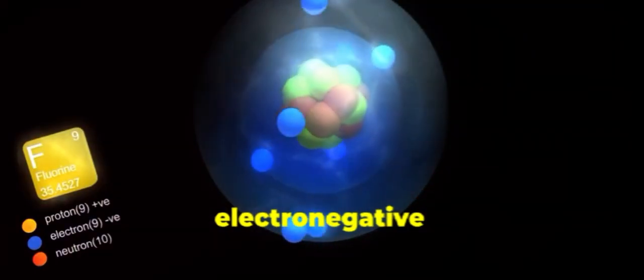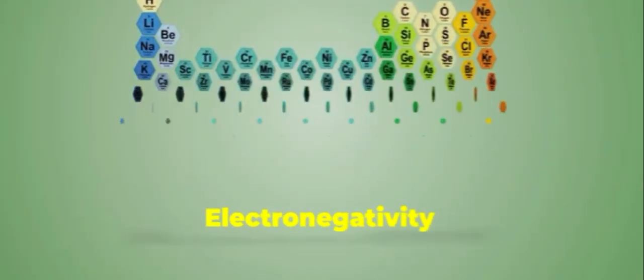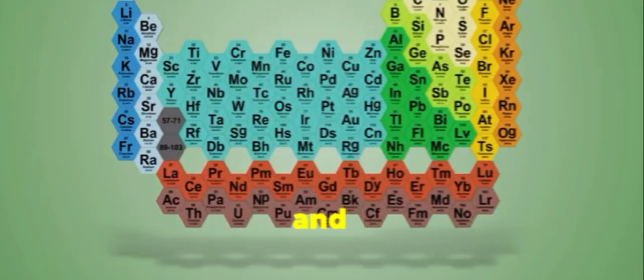Fluorine is the most electronegative element. Electronegativity trends increase across a period and decrease down a group on the periodic table. It's key for understanding how atoms bond and behave in molecules. I hope that cleared up what electronegativity is.